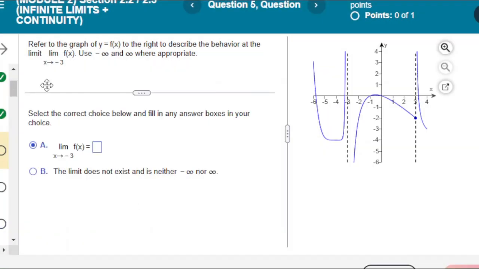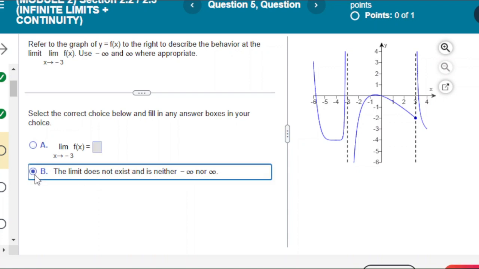Now, this next one is essentially the same thing, but it says limit as x approaches negative 3, not from the right, but just the ordinary limit, the two-sided limit. So what is the limit as x approaches negative 3? Well, notice as we approach from the left, it's going up to plus infinity. As we approach from the right, it's going down to negative infinity. So the left-hand limit would be positive infinity. The right-hand limit would be negative infinity. But the ordinary two-sided limit, we'll just have to say does not exist.